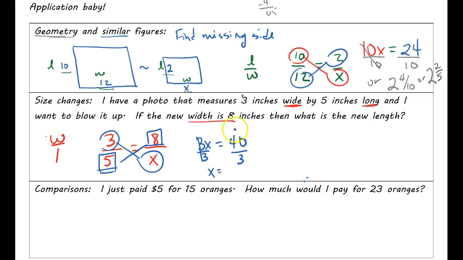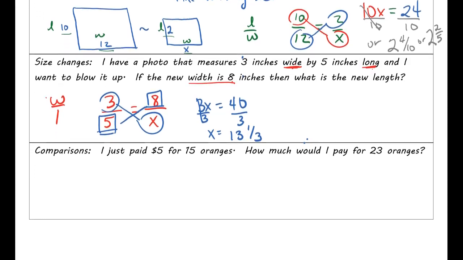If you don't like it, turn it into a mixed number. So 3 goes into 40. Oh gosh, is that like 13 times? I think it's 13 times with a remainder of 1. So it would look something like that. So you could write your answer like that too. All right, cool. Last example, and then you get to go and try some of your own awesomeness.